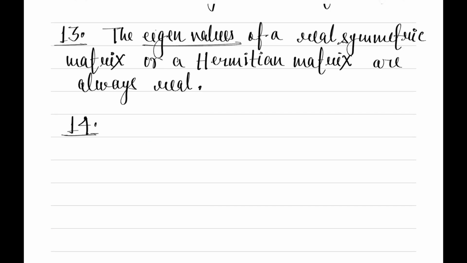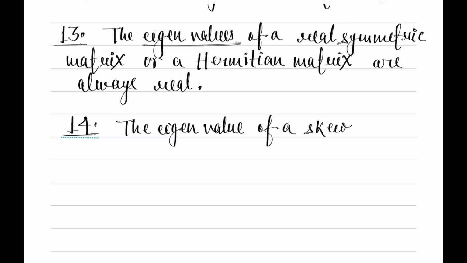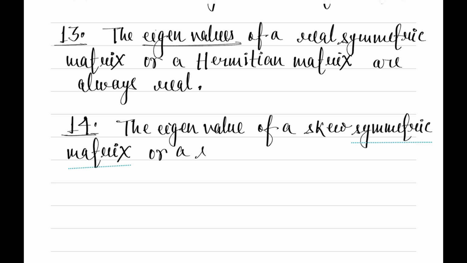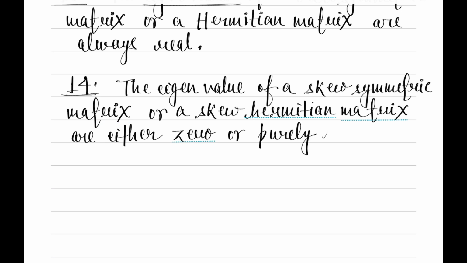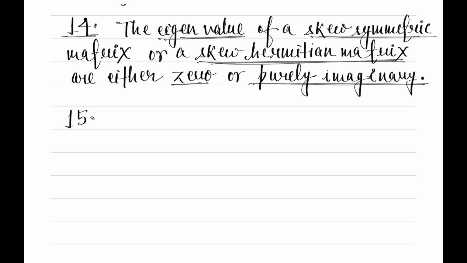Property number 14. The eigenvalues of a skew symmetric matrix or a skew Hermitian matrix are either 0 or purely imaginary.